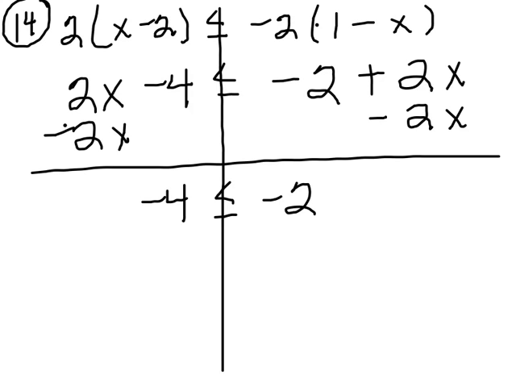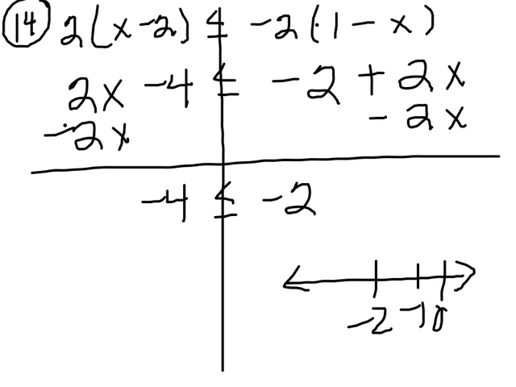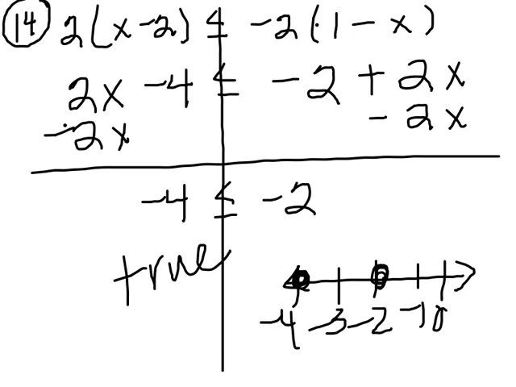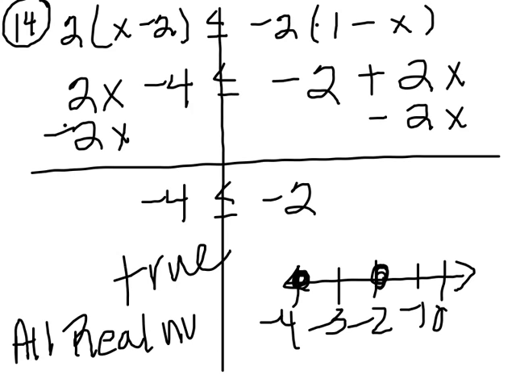All right, now we have to ask ourselves, is negative 2 greater than negative 4? So if we need to, we can put the numbers on a number line. So we've got negative 1, negative 2, negative 3, negative 4. So we're going to compare negative 2 to negative 4. And the further we go left on the number line, the smaller it is. So this is a true statement. That means our final answer is all real numbers.